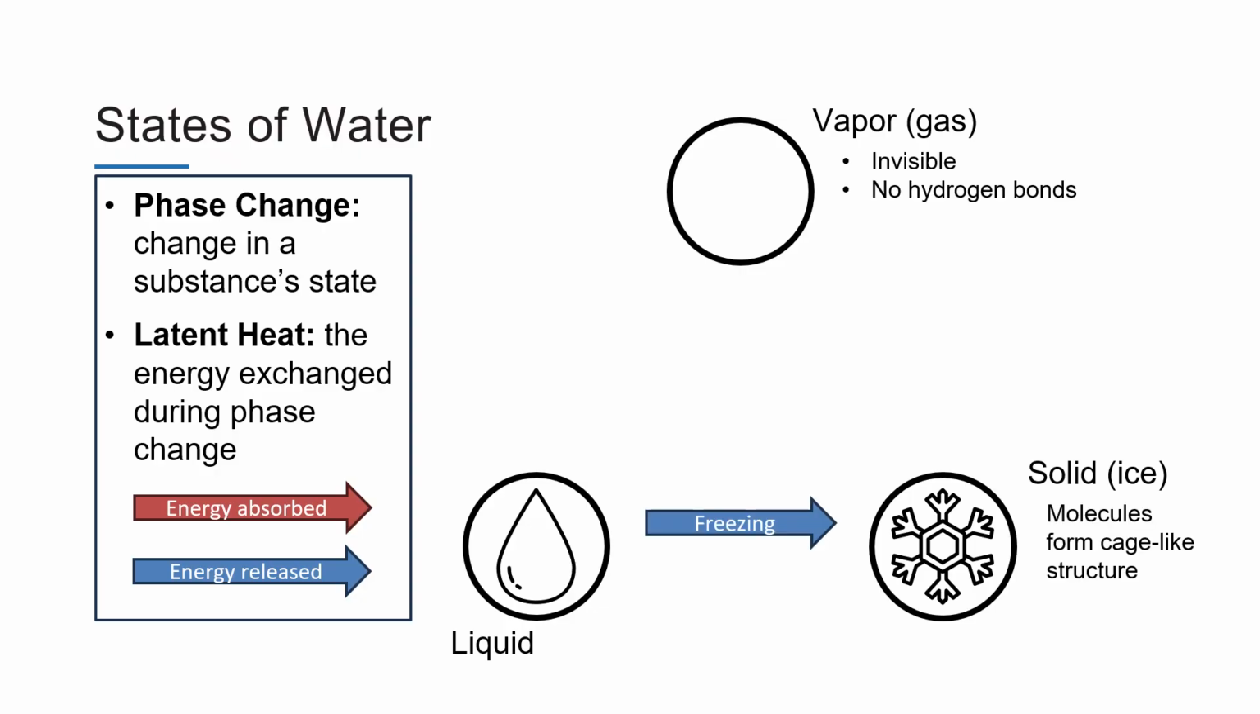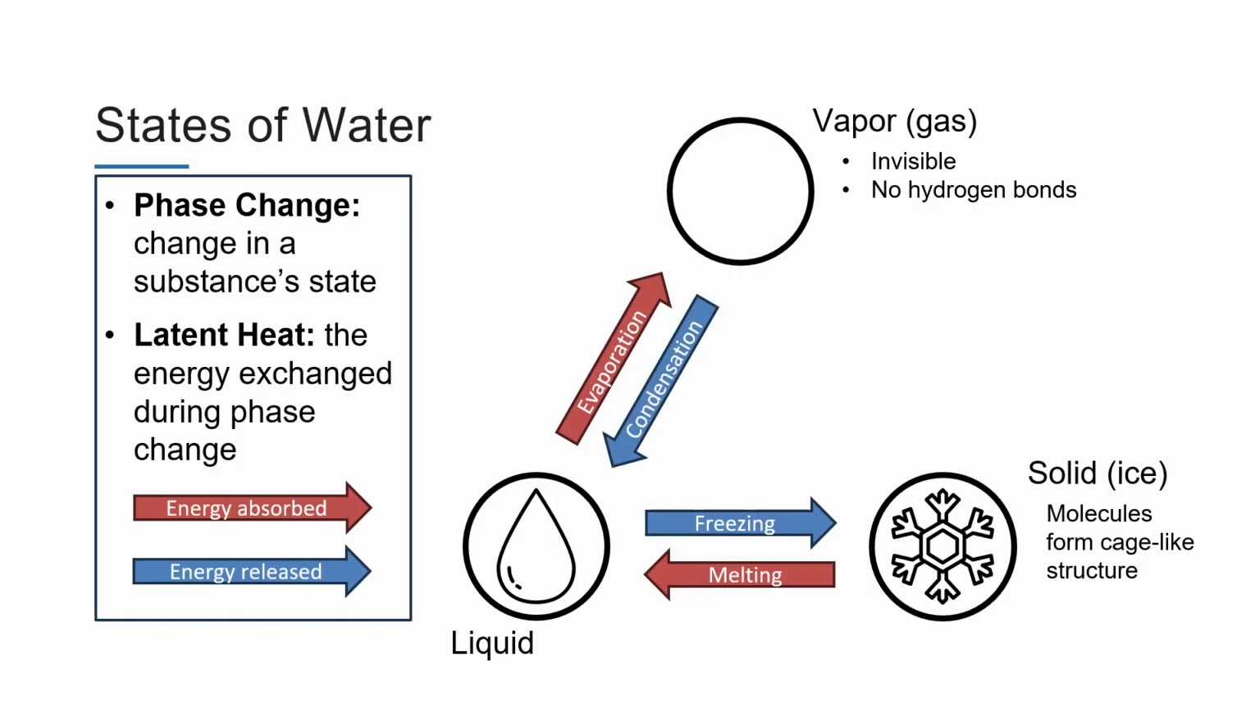So the first two should be familiar. Freezing is when water turns from liquid into ice, and this releases energy from the water. The opposite is when ice melts into liquid, so the water absorbs energy from the atmosphere. Then when liquid water turns into vapor, it's called evaporation. And the opposite is condensation, when water vapor turns into liquid. And then the last two are relatively rare. Sublimation is when ice turns directly into vapor, and then desublimation is the opposite.